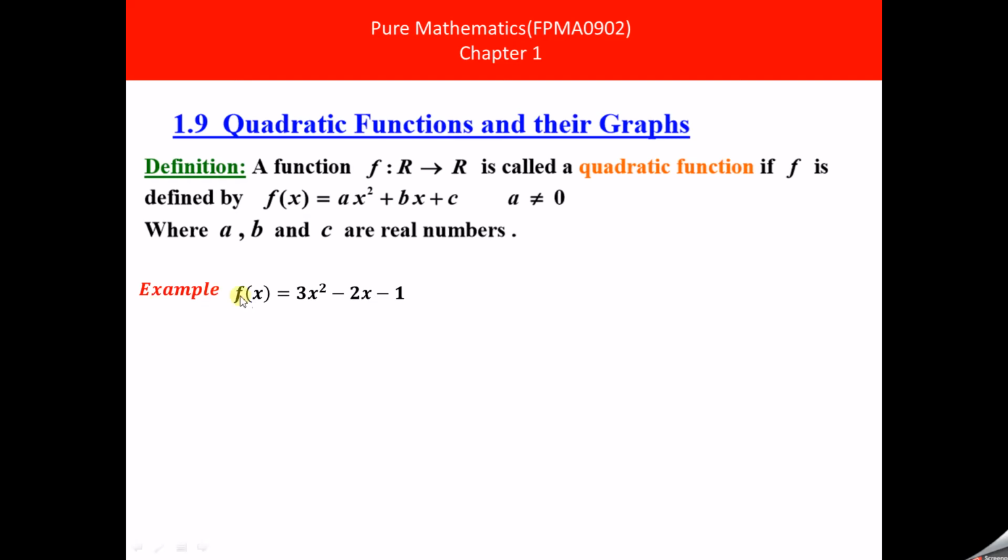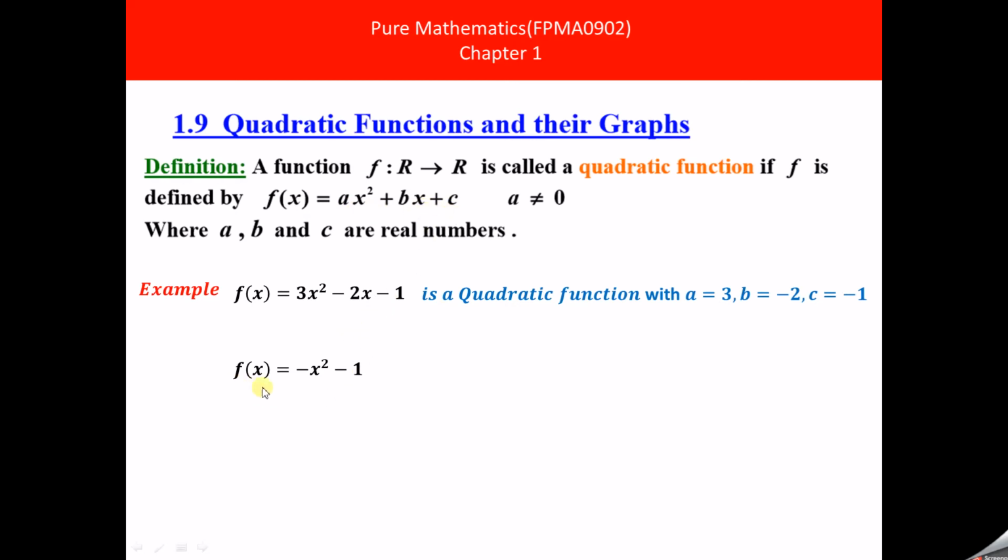So let us take this example, f(x) = 3x² − 2x − 1. This is clearly a quadratic equation because if we compare with the general equation, a equals 3, which is non-zero, b equals −2 and c is −1. You have the x² term, x term and the constant. At the same time, the coefficient of x² is 3, which is not equal to 0. So the only condition is that it should be of the form ax² + bx + c, where the coefficient of x² is not equal to 0. Any such equation we call a quadratic equation.